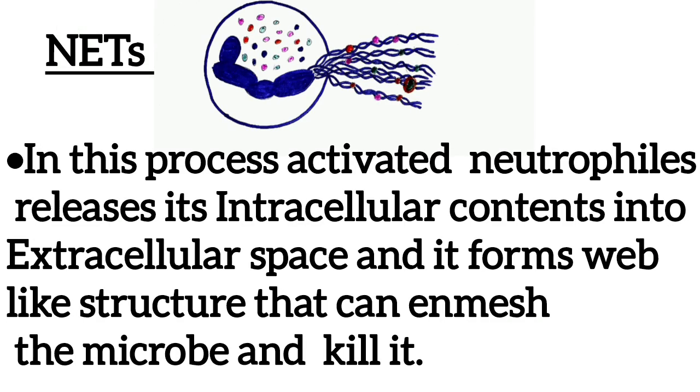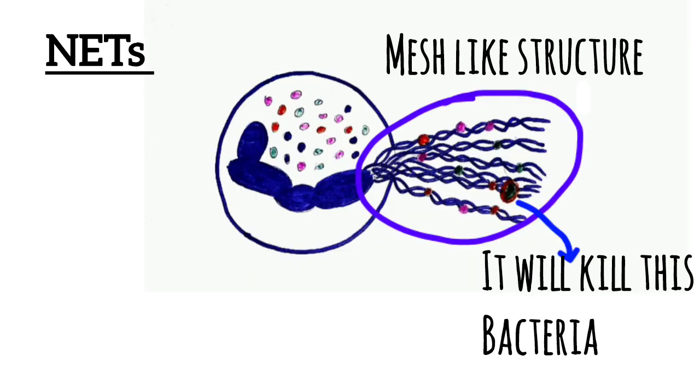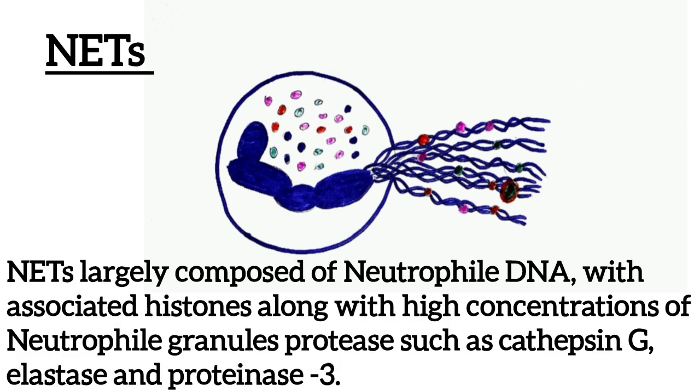In this process, activated neutrophils release their intracellular content into the extracellular space and form a spider's web-like structure that can enmesh microbes and kill them. It surrounds the bacteria, forms a mesh-like structure, and kills the pathogen. These NETs appear to be largely composed of neutrophil DNA with associated histones, along with a high concentration of neutrophil granule proteins which contain proteases such as cathepsin G, elastase and proteinase 3.